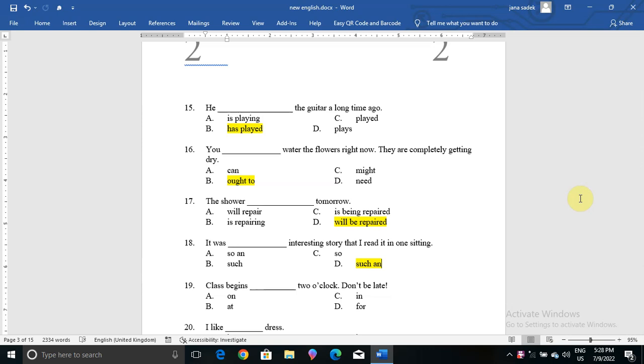On and in are for things like on Sunday, for days, for months, for these things. But for is for something that belongs to, or for time also, but with numbers. Here it is with numbers, not written with names. So here it is at. Class begins at 2 o'clock. Don't be late. So the correct answer for question number 19 is choice B.